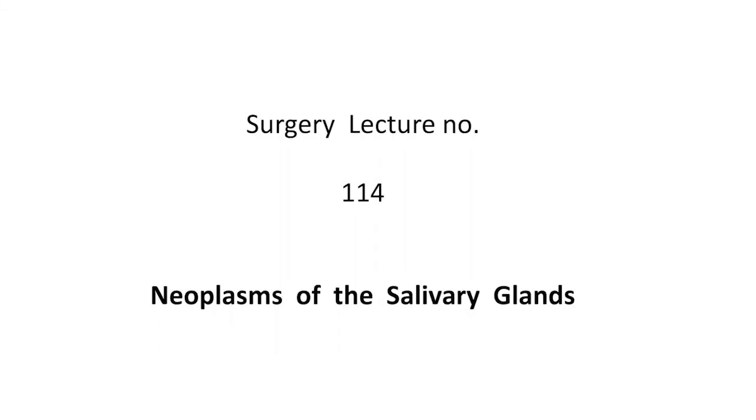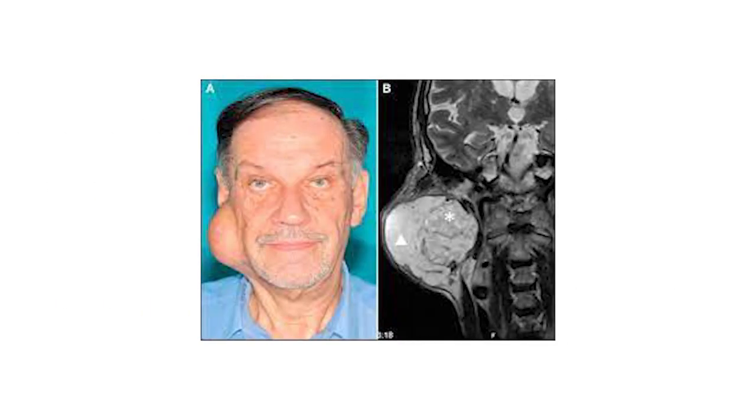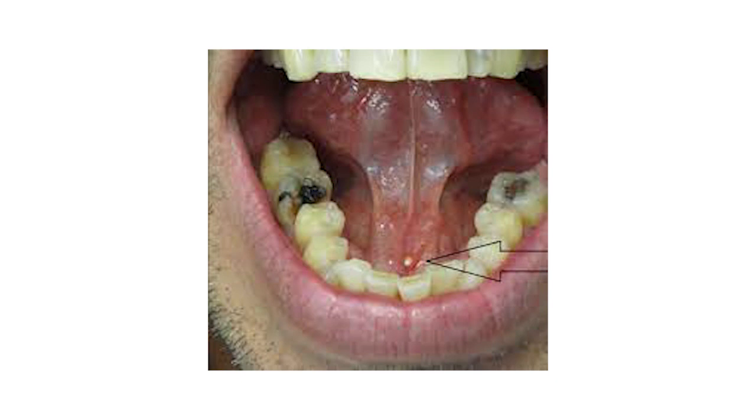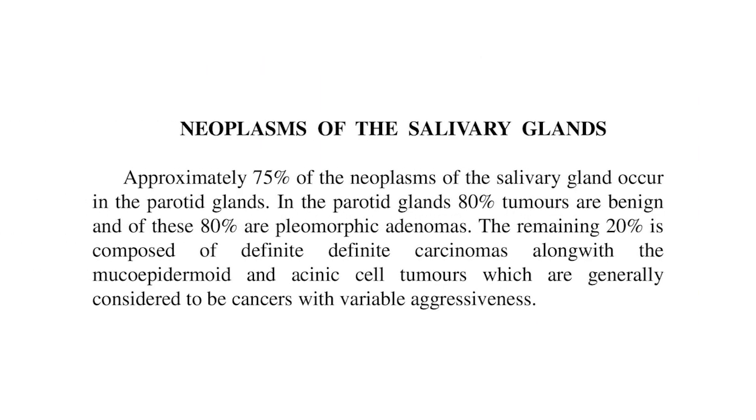Welcome my dear students in my surgery lecture number 114, that is the neoplasms of the salivary glands. In this lecture we will explore the neoplasms of the salivary glands, classification of the salivary tumors, pleomorphic adenoma, that is the mixed tumor, carcinoma of the parotid gland, treatment of the malignant tumor, parotid fistula, sialolithiasis of the submandibular salivary gland and the submandibular calculi. All these points are covered in this lecture. Now start with me the neoplasms of the salivary glands.